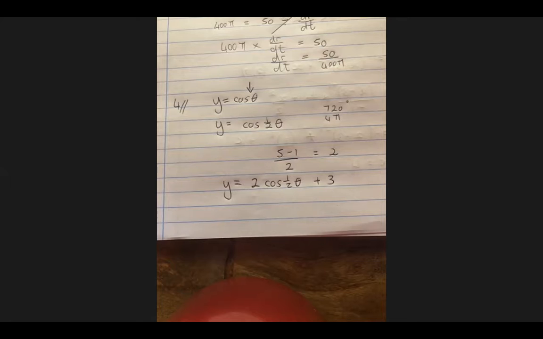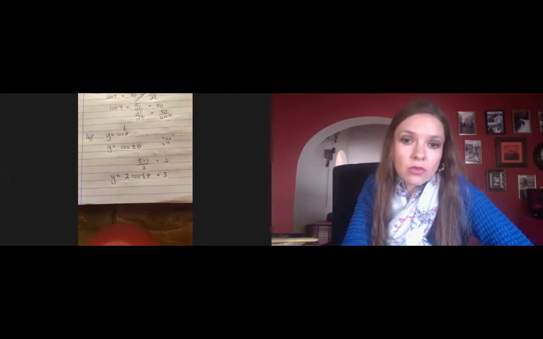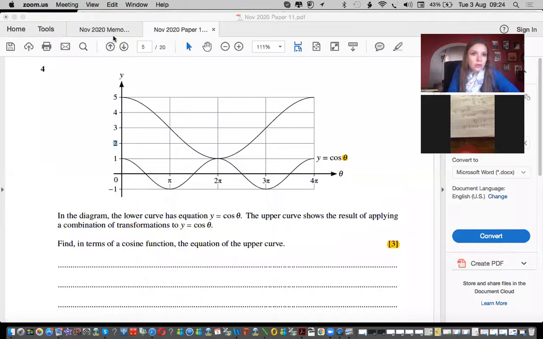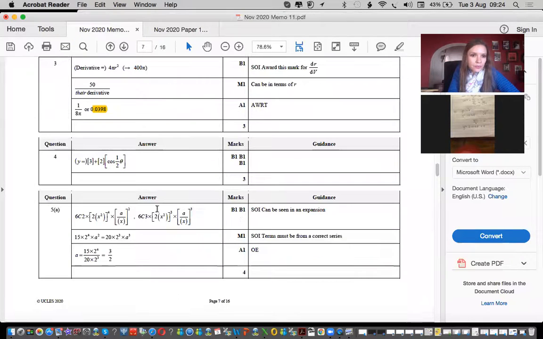And I promise you in the memo, it's probably going to say 3 marks, probably no method even. Let's just have a look. For number 4, yes, boom, boom, boom. 3, you can put it in the front or at the back. I prefer at the back. 3, 2, a half. Sorted, sorted, sorted.